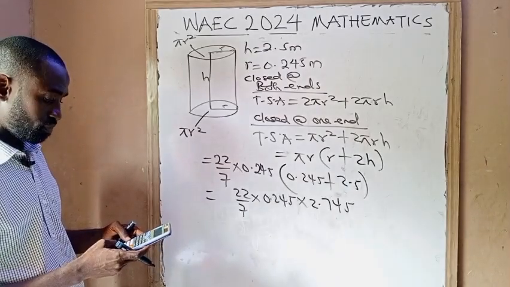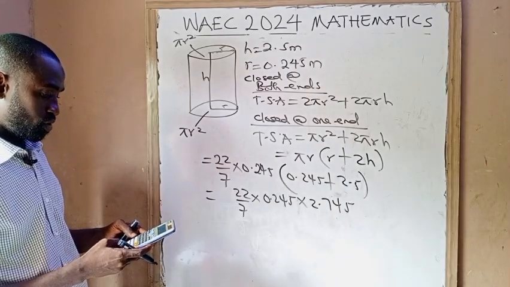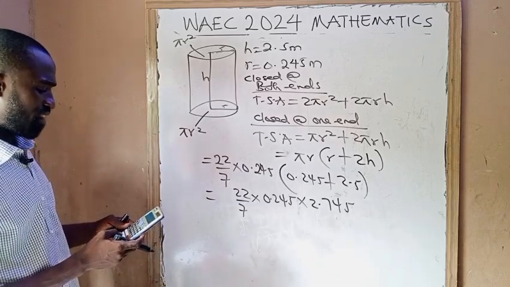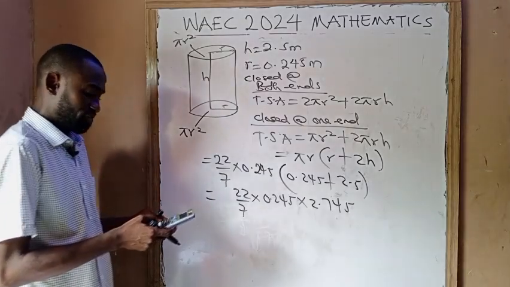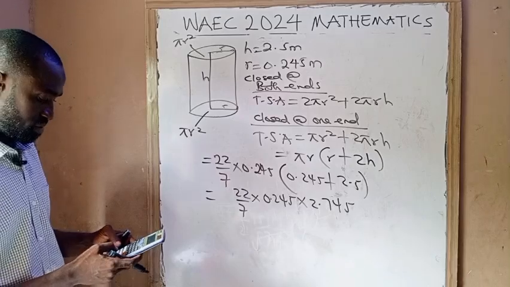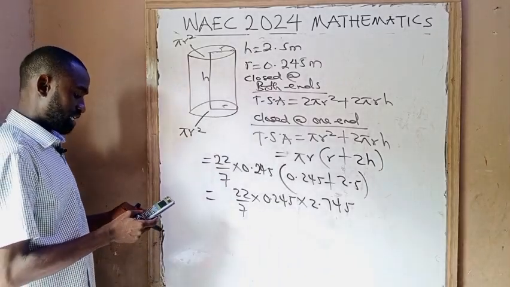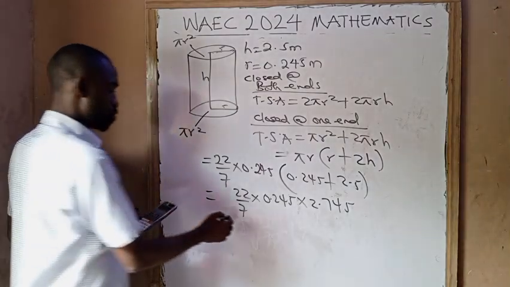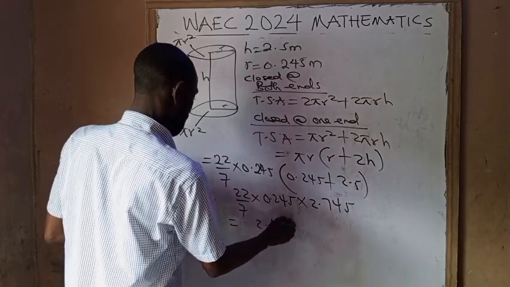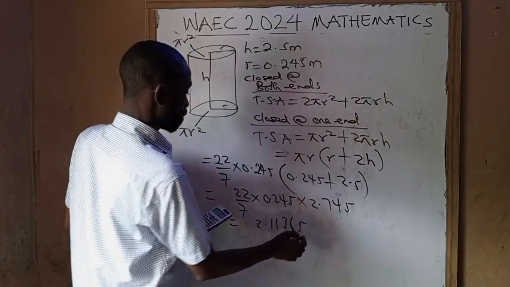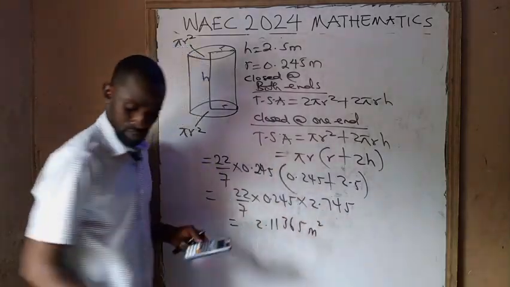So 0.245 times 22 times 2.745, then divide by 7. That gives us 2.1136 square meters for the surface area. Meter squared. So is it in the options?